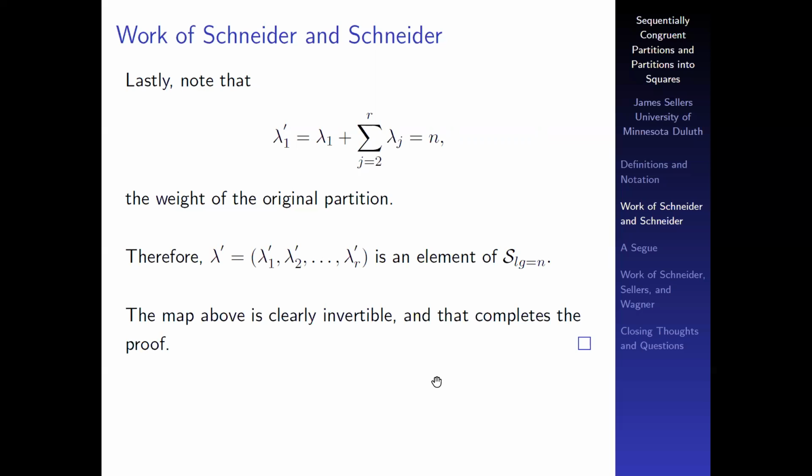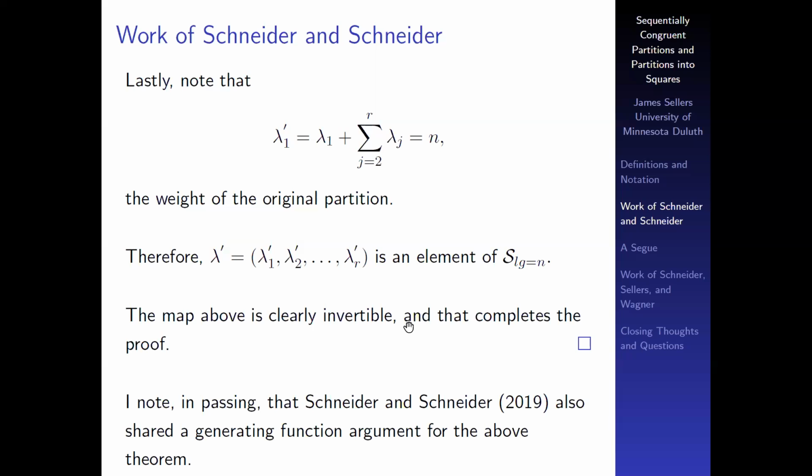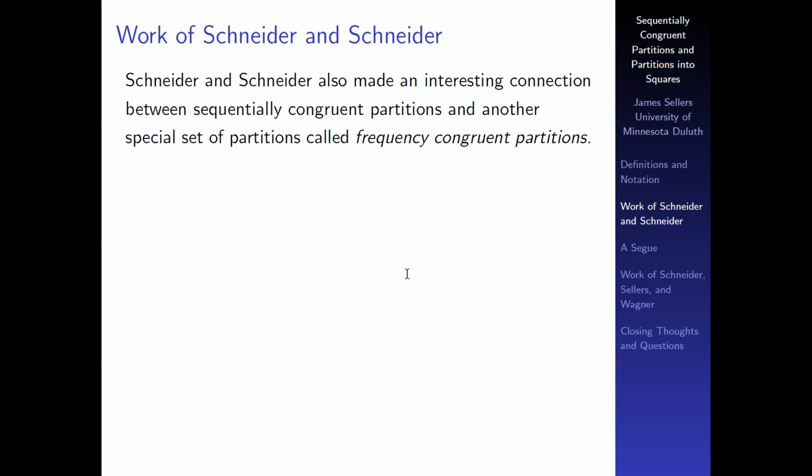So we have this gorgeous construction to show a bijection between ordinary partitions of weight n and these sequentially congruent partitions with largest part equal to n. And I'll just note very quickly that Robert and Max in their paper proved that there's a generating function argument here as well. I won't go into it today, but it's a really pretty argument. For those of you interested, you might want to check that generating function argument out as well.